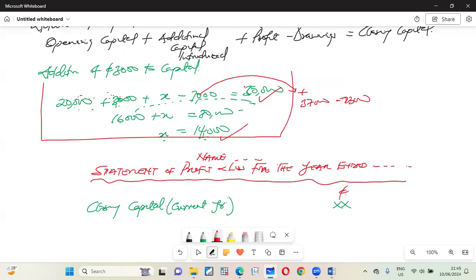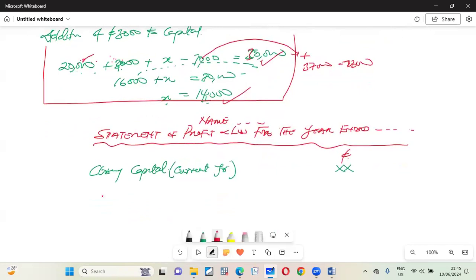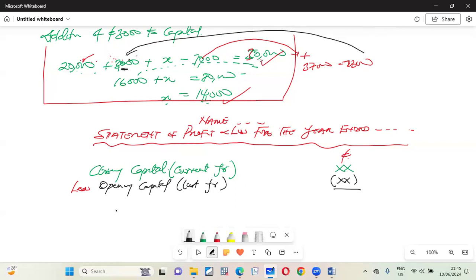So what I've done is to start with this 30,000, which is my closing. What I'm going to do is take the opening to the other side. Since I'm taking the opening to the other side, it will be, your guess is as good as mine, less opening capital, which is the one coming from last year. So last year's closing is this year's opening, so we less that. Now, the further 3,000 that came is positive. Since I started with the closing, I need to send this one to this side, so I need to less further additional capital introduced.